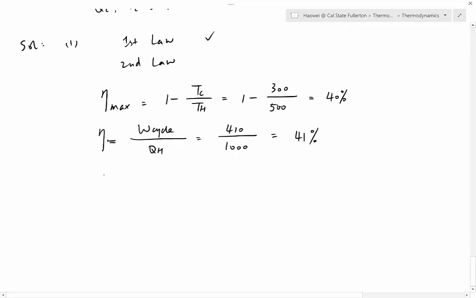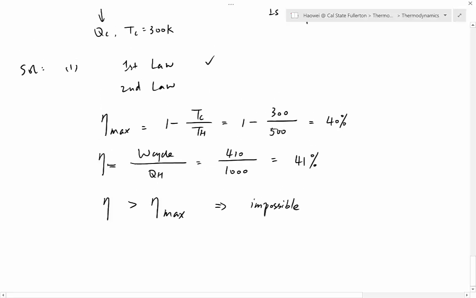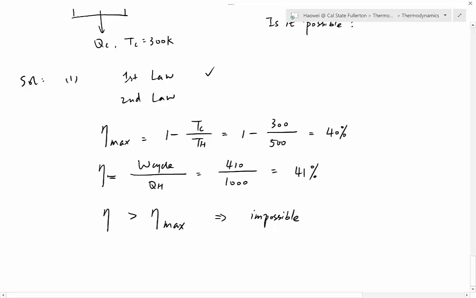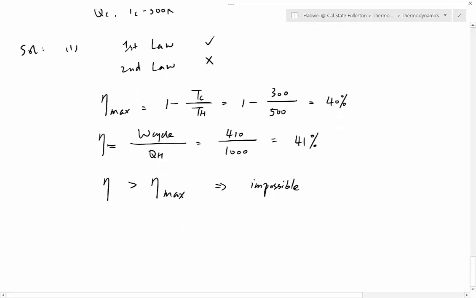And now you can see the actual efficiency eta is actually even greater than the maximum efficiency eta max. This is not possible. So after we check this design against second law, we know this design is wrong because it violates second law.